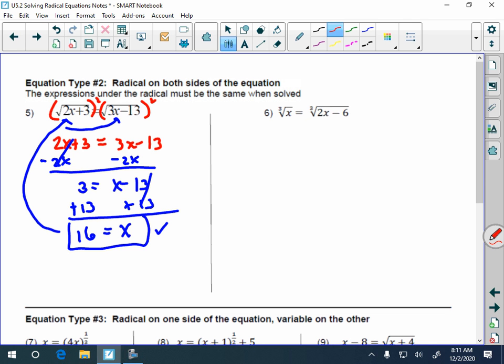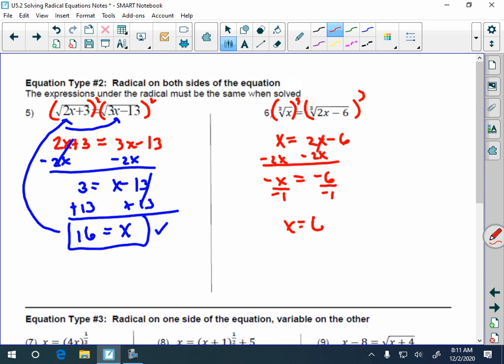All right, and then 6, here I have cube roots. So here I'm going to cube both sides. And so I get x equals 2x minus 6. Let's subtract the 2x. Divide by -1. Right. Now I want to check again. So I get cube root of 6 on the left side, and then I plug it into this one. 2 times 6 is 12, and 12 minus 6 is 6. I get the cube root of 6 on the right side, so it does work.